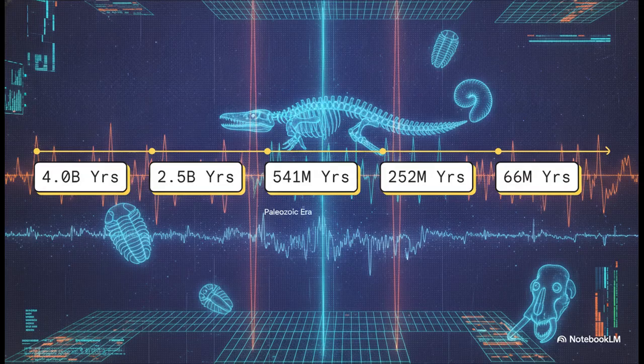It structures Earth's vast 4.54 billion year history into eons, eras, and periods. Just notice how the Phanerozoic eon, which is the time of visible life, only kicked off about 541 million years ago with the Paleozoic era. That was followed by the age of dinosaurs in the Mesozoic, and then the age of mammals in the Cenozoic.